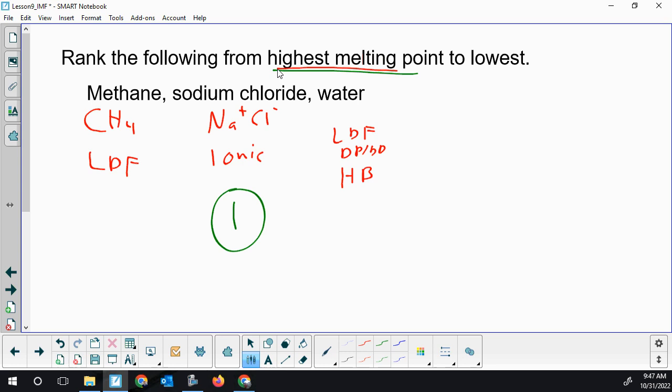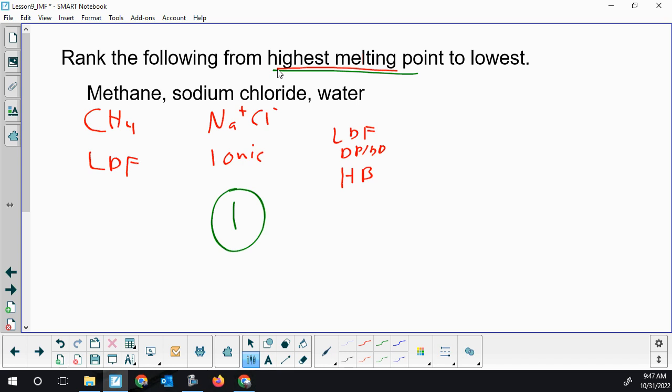Again, if you had 2 ionics, you'd look at charge and size to separate them. So that's our number 1, and then we can look at our molecules. So separate ionic from molecular. Now we've got to deal with the molecular. What is the next highest?